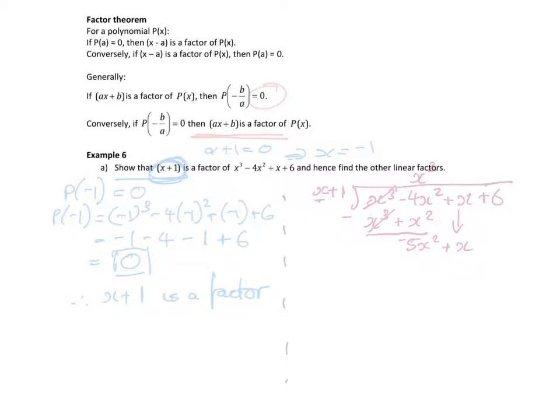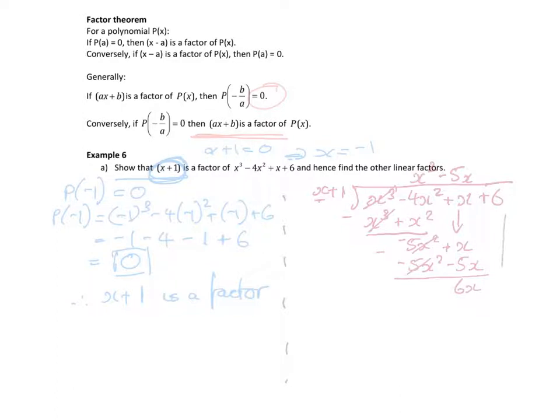And then we start all over again. X goes into minus 5x squared. How many times? Well, what do I need to multiply it by? I need to multiply it by minus 5 and x. So minus 5x times x gives me minus 5x squared. Minus 5x times 1 is minus 5x. Again, subtract them and they cancel. X minus minus is plus. So x plus 5 is 6x.